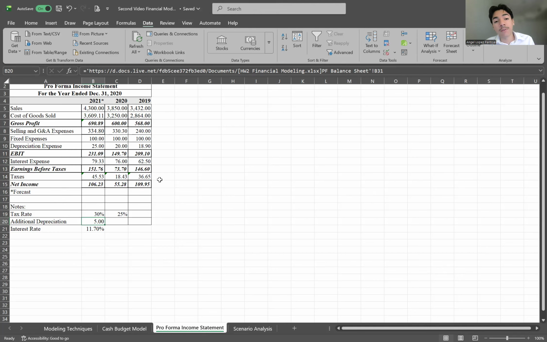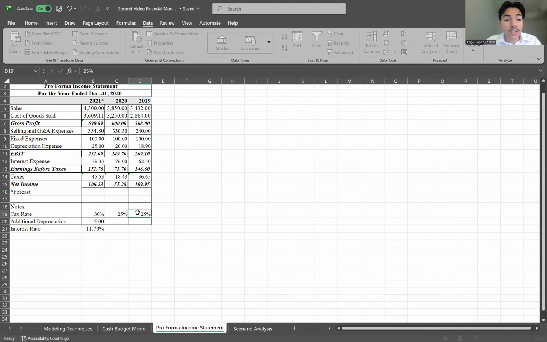But if we were to compare it to 2019, we do see that it actually is lower. But that is because we do not have the tax for this one as well. If we were to put the tax in, we would obviously see a huge difference. Let's say 2019 was also 25%.